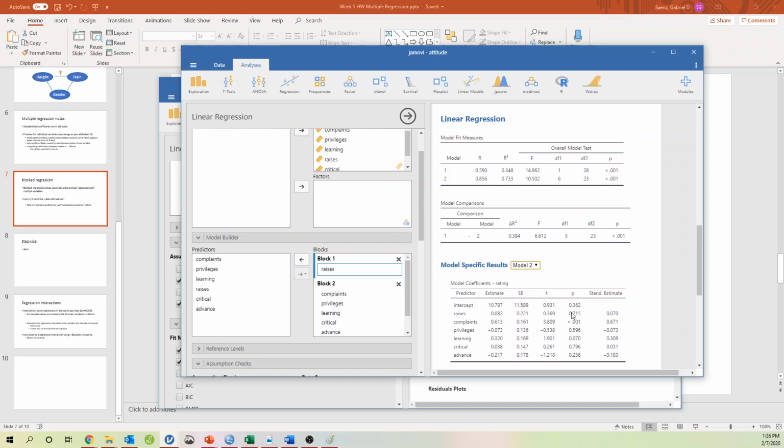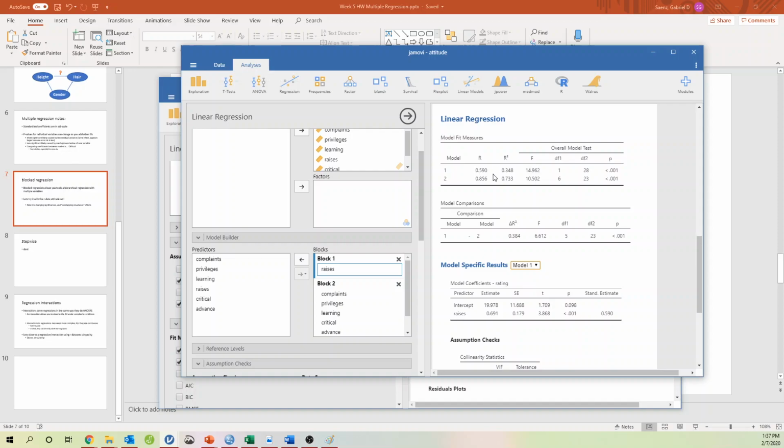What numbers are we going to attach to that? How can we prove that raises was a good variable? There's not really a good effect size overall here. This is for relating to other independent variables. What we can look at is this R square. And this R square is pretty good.